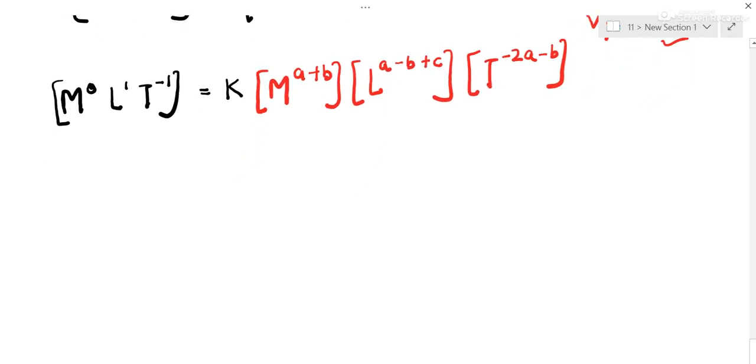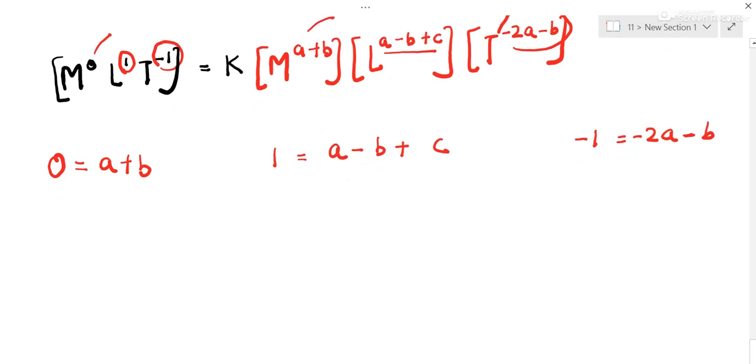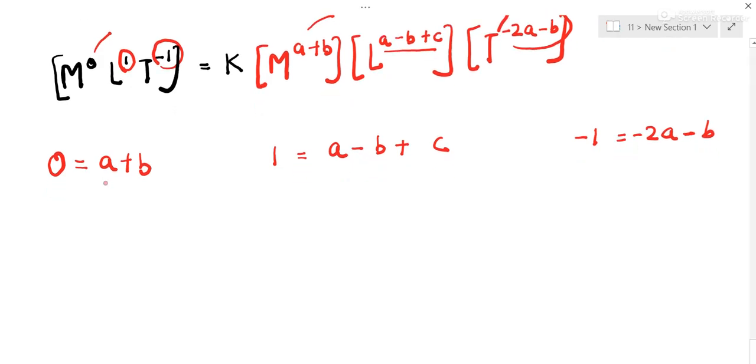Now we will equate exponents. Power of M should be equal to power of M: 0 is equal to A plus B. L power should be equal to L power: 1 should be equal to A minus B plus C. And power of T should be equal to power of T: minus 1 is equal to minus 2A minus B. Now we can solve. For example, from here it is coming A is minus B.